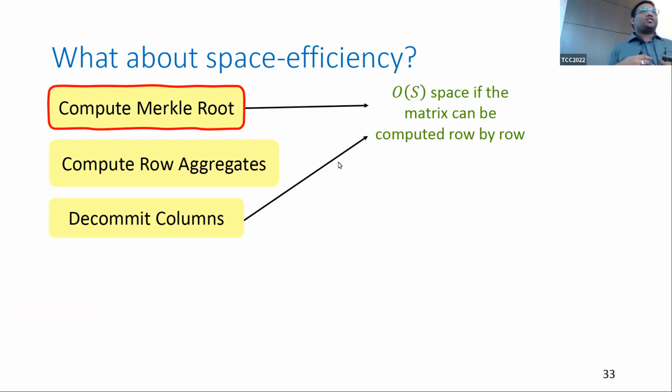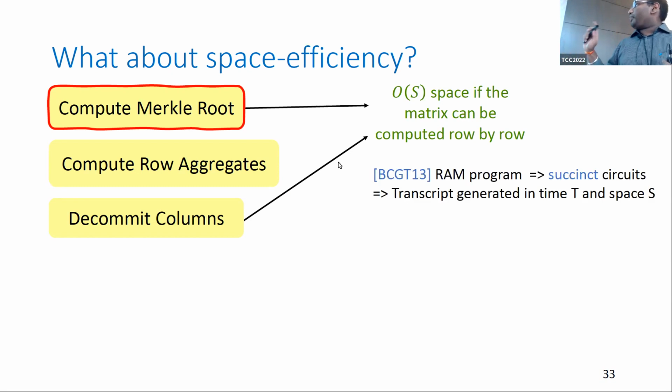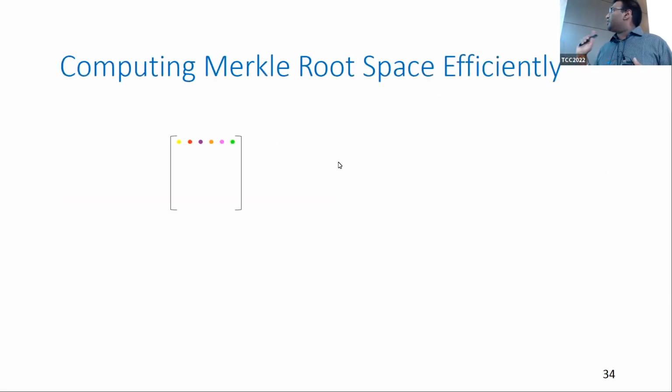So, okay, now we talked about running time, we talked about the proof length. Now what about space efficiency? Here, computing the Merkle root and decommitting the columns can be done in space S if the matrix, the extended witness, can be computed row by row. And for that, Ben-Sasson et al. gave a transformation from RAM program to a succinct circuit. And using this succinct circuit, we can basically generate the transcript or the extended witness in time T and in space S. So now the second step is how actually do we generate the Merkle tree in space S, right?